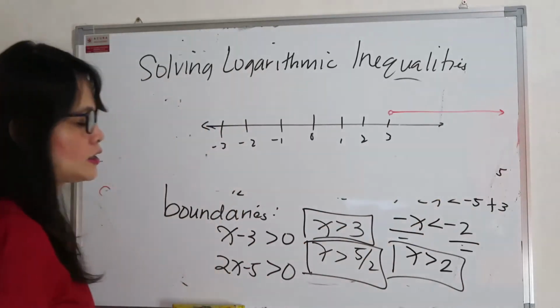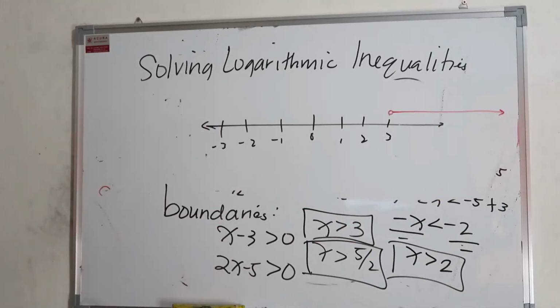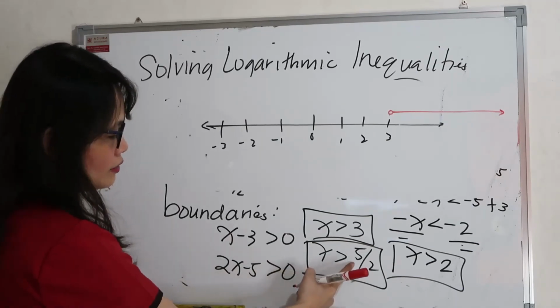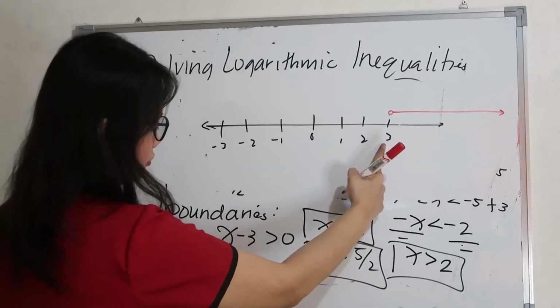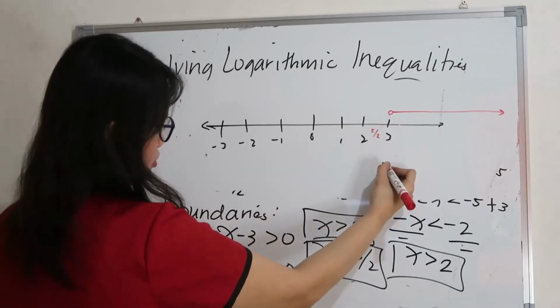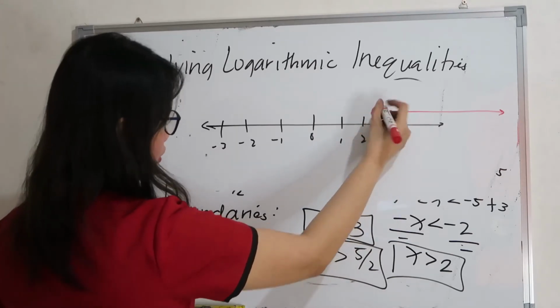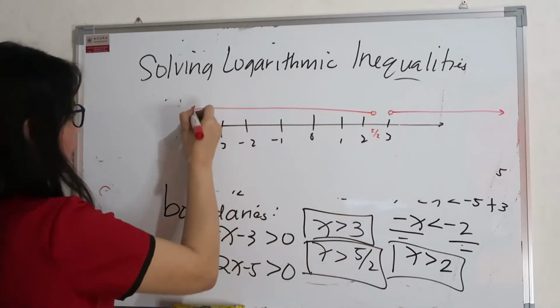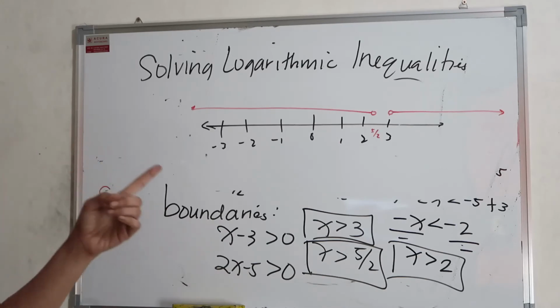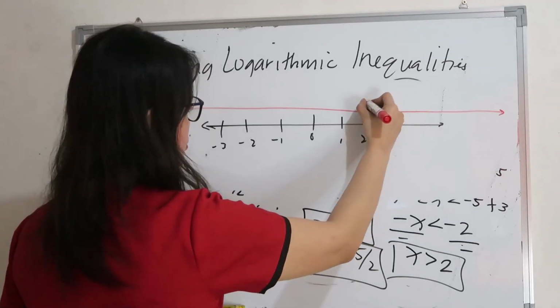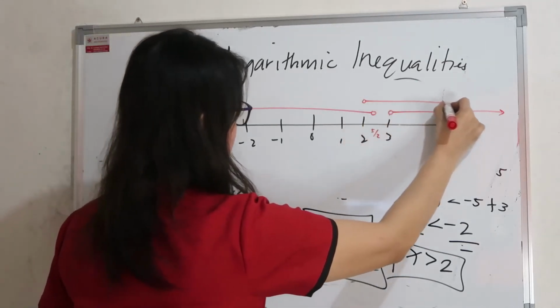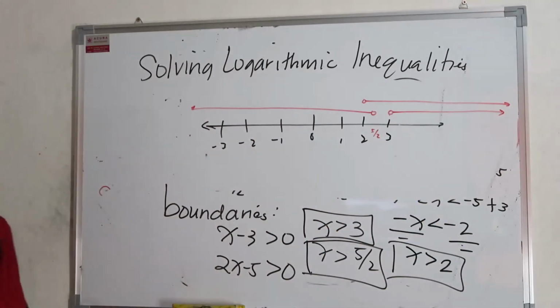Next, x is less than 5 halves. That will be 5 halves, which is between 2 and 3. So we have an open circle going to the left. Now next, x is greater than 2. So here, greater than 2.